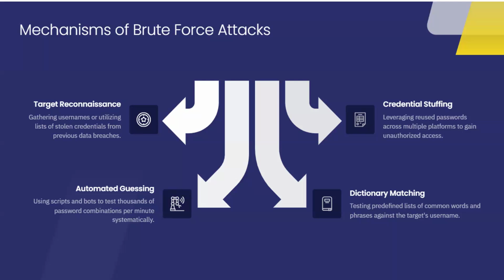So reconnaissance is about gathering as much information as you can, maybe usernames, or usernames and passwords you can get from any kind of source, maybe from previous data breaches. That's the first thing they do in an organized attack. Then another thing they can do is credential spoofing.